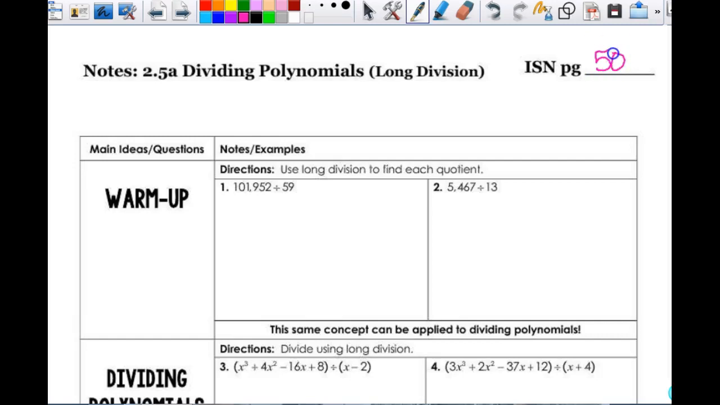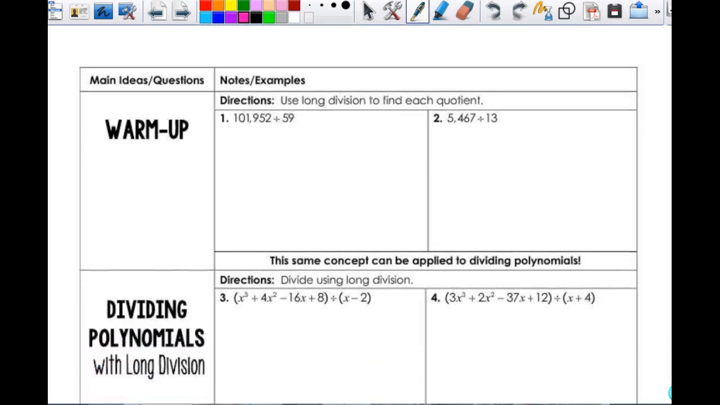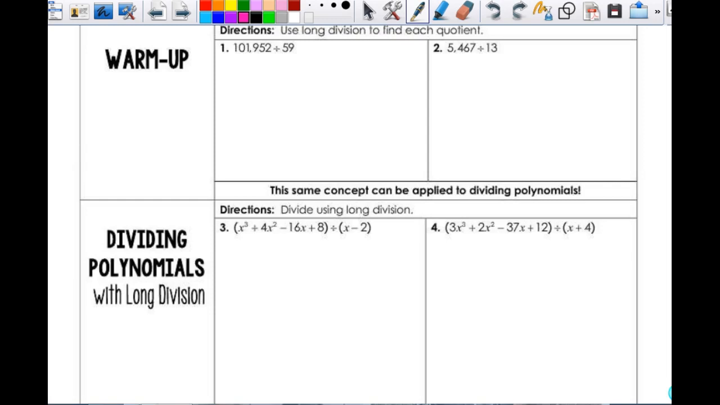Page 50, we're going to start with just normal elementary school division, okay? Because there's some skills within this that some of us don't do right that hurt you when you get down here to the other stuff. So we're going to take 59, and we're going to divide that into 101,952, okay? Not nearly as bad as it looks.